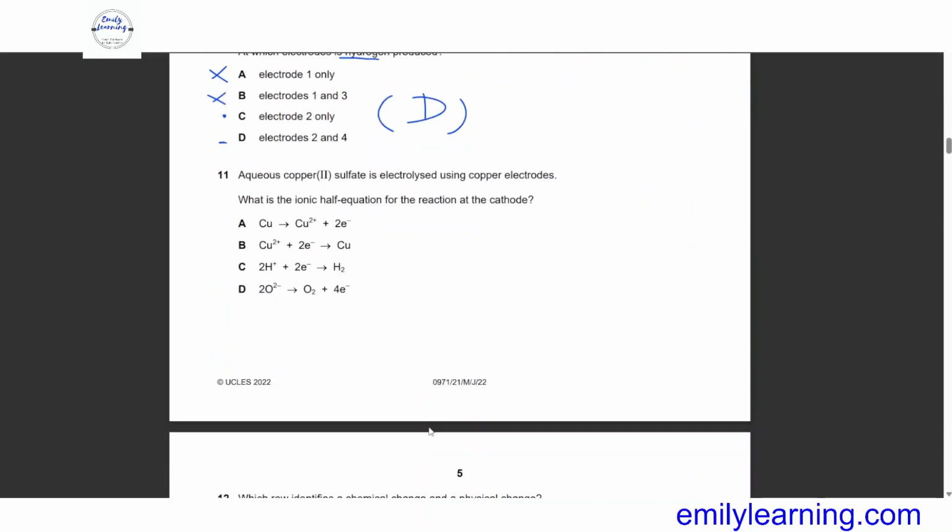Okay, moving on to question 11. Aqueous copper(II) sulfate is electrolyzed using copper electrodes. What is the ionic half equation for the reaction at the cathode? So let's first start off by looking at the ions present in aqueous copper(II) sulfate. We have Cu2+, SO4 2-, as well as, from partial ionization of water, H+ and OH-.